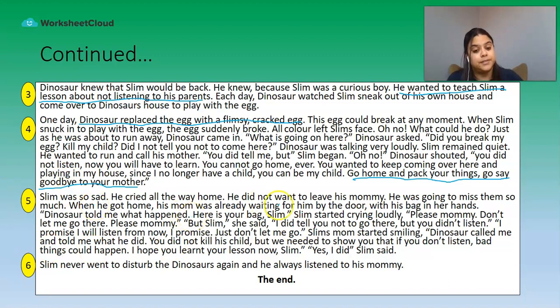Dinosaur told me what happened. Here's your bag, Slim. Slim started crying loudly. Please, mommy, don't let me go there. Please, mommy. But Slim, she said, I did tell you not to go there, but you didn't listen. I promise I will listen now. I promise. Just don't let me go. Slim's mom started smiling. Dinosaur called me and told me what happened.